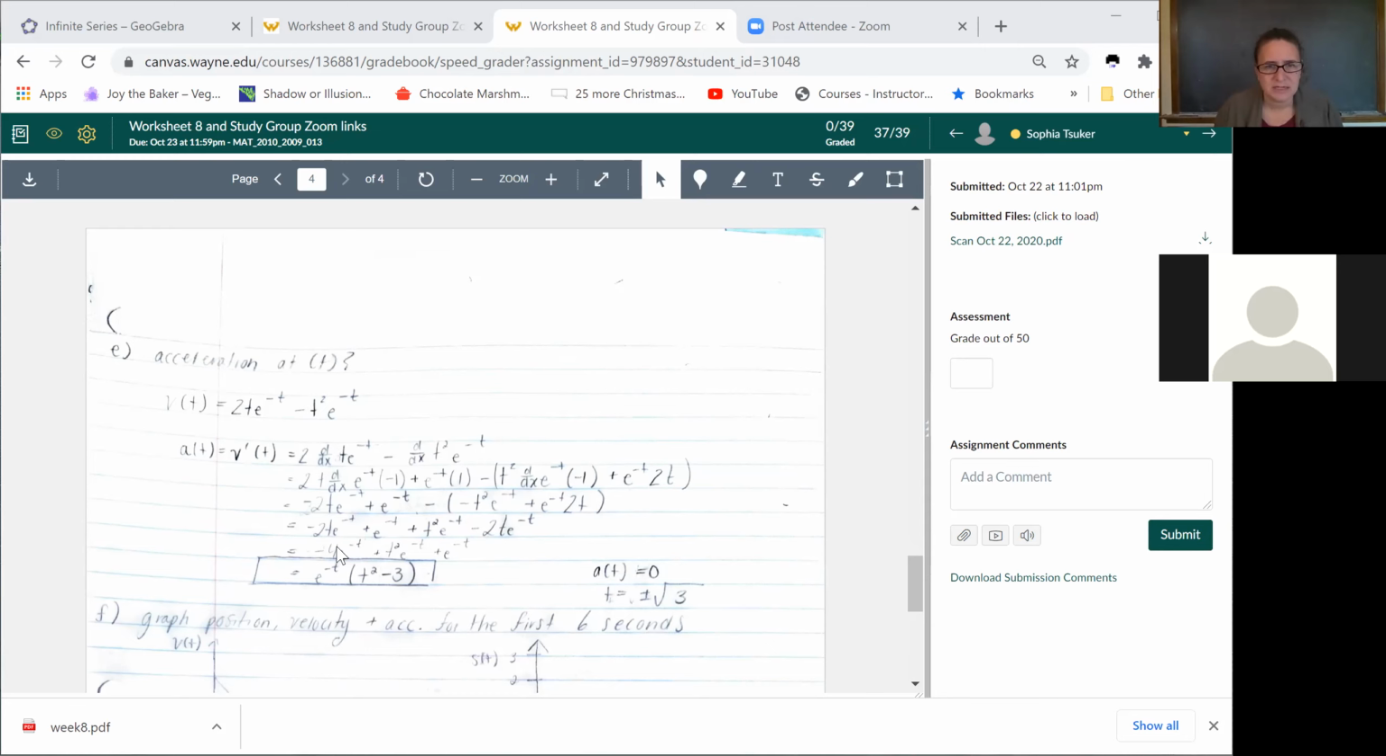This is supposed to be a t here. And then this is supposed to have a 2. So what you should have, you just made a couple of small errors.